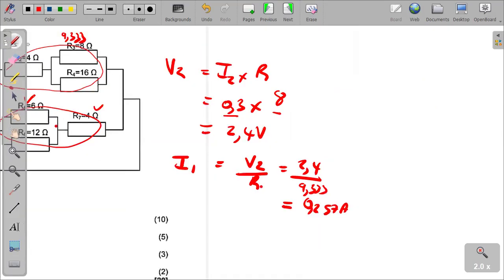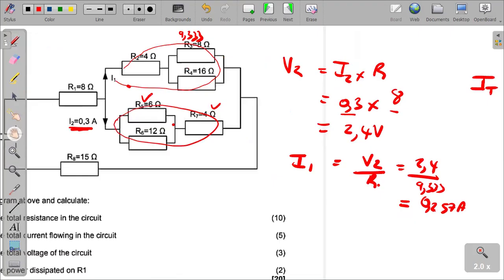We use I1 and I2 now to find I total. Why? Because we understand that I total is equal to I1 plus I2. Due to Kirchhoff's first law, the current law, it tells us that current entering a junction is equal to current leaving the junction, which means I total, which is coming from the supply, is equal to I1 plus I2 that are at the junction there.